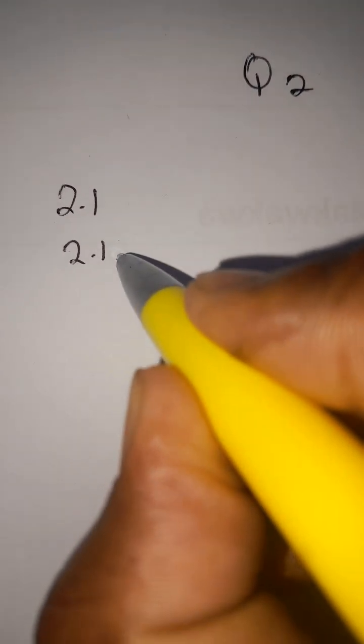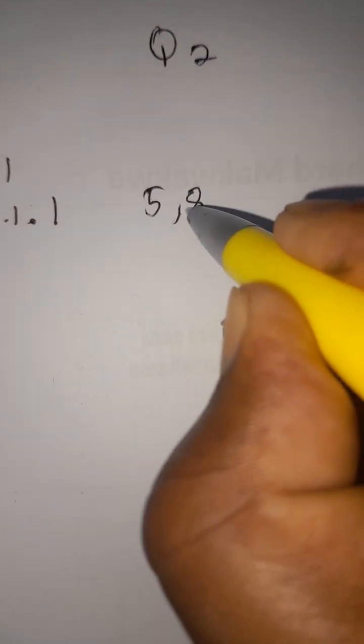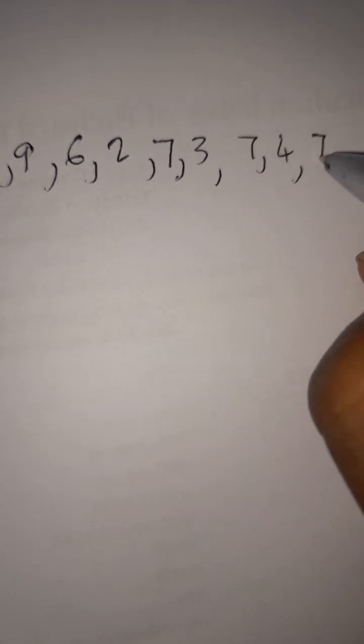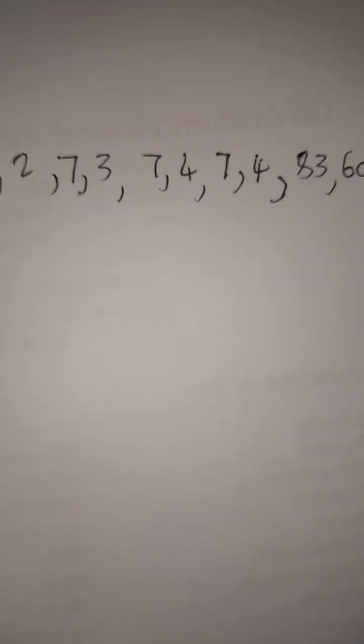Remember it's question 2, 2.1.1. We need to find the mean. But first, let's group the data. That will be 5.8, 5.9, 6.2, 7.3, and 7.4 repeats itself, 7.4. We also have 8.3. Then the biggest number, it's 60. So remember, it's from ascending to descending, from the smallest to the highest.